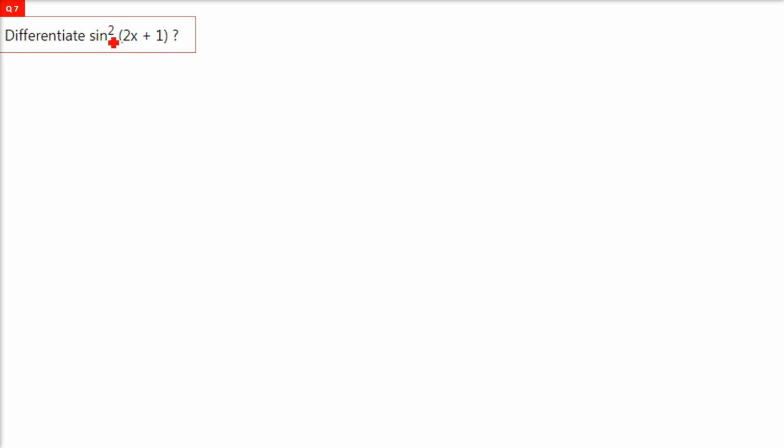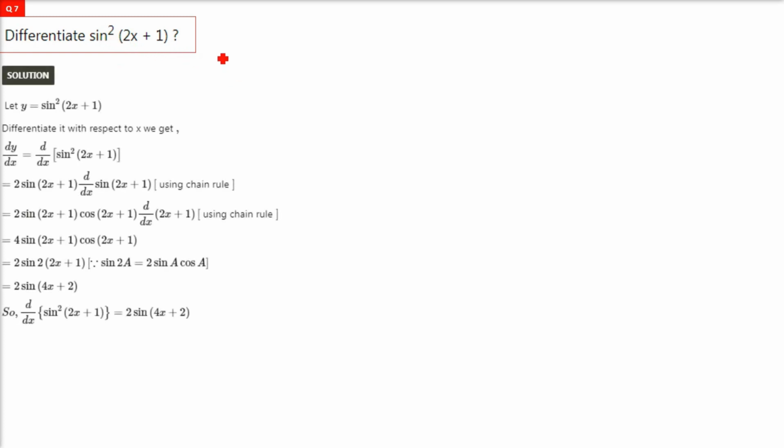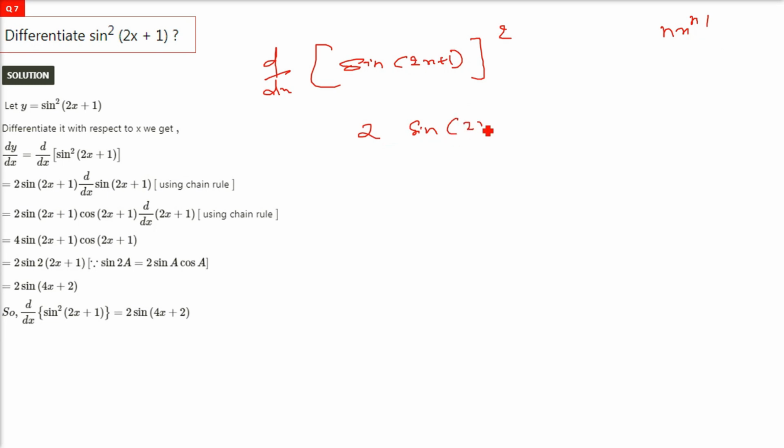Differentiate sine square 2x plus 1. Again, it is sine square of something. Assume it to be some x square or y square. So sine 2x plus 1, it is whole square. Assume that you are differentiating something, say y square. So d by dx of y square is 2y to the power of 2 minus 1, applying x to the power n minus 1. So it will be 2 sine 2x plus 1, and 2 minus 1 is the same thing. So 2 sine 2x plus 1 it will be.